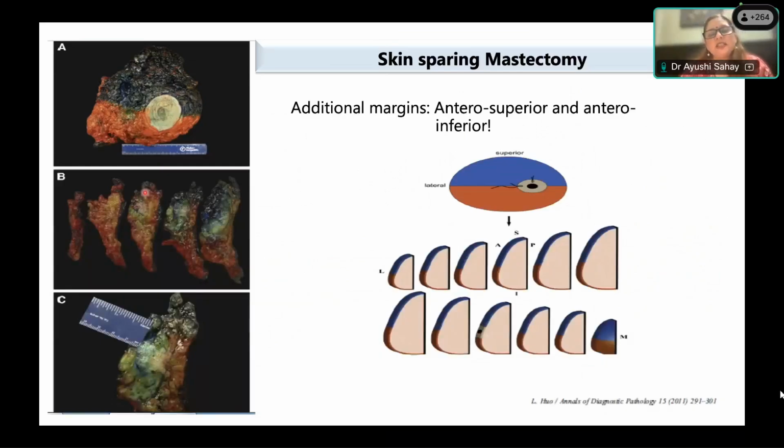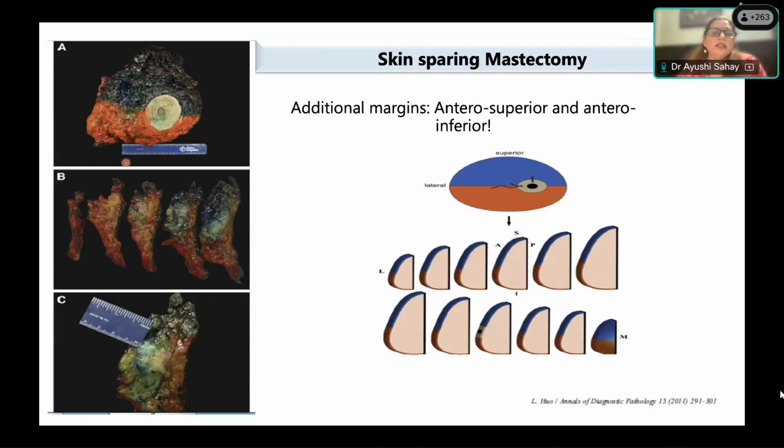Now, the additional specimens that you can sometimes see these days are the skin sparing mastectomy. Here you have to remember that in the main mastectomy, you had only one margin, that was the base. And sometimes, if required, if there is any kind of ulceration near the edge of the skin, you can take the skin margin. Otherwise, there is no skin margin in a complete simple mastectomy or radical mastectomy.